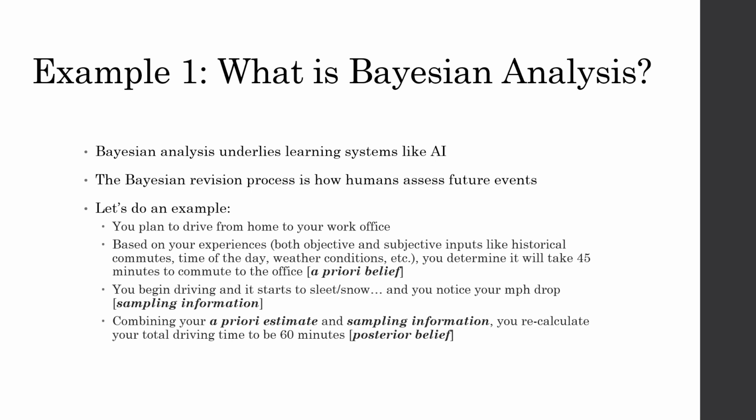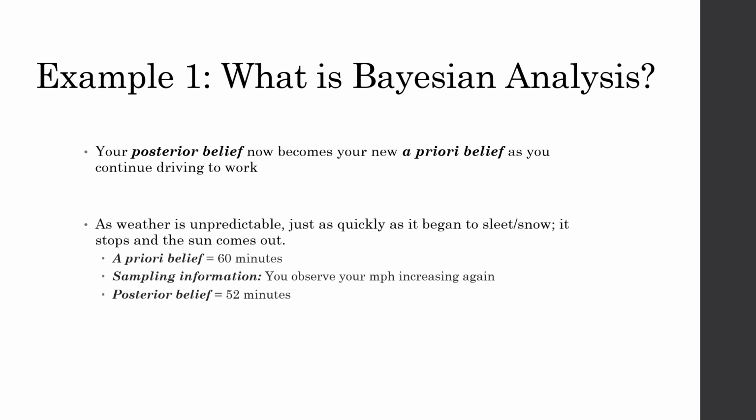You gather sampling information, which is data, very data oriented. You then explicitly incorporate that data back into your a priori belief, and you end up with a quantified probabilistic estimate of where you're going to be next or how long it's going to take you to get to work. Now, this is an iterative process. So that posterior belief will now become your new a priori belief. And the cycle is going to repeat itself over and over again.